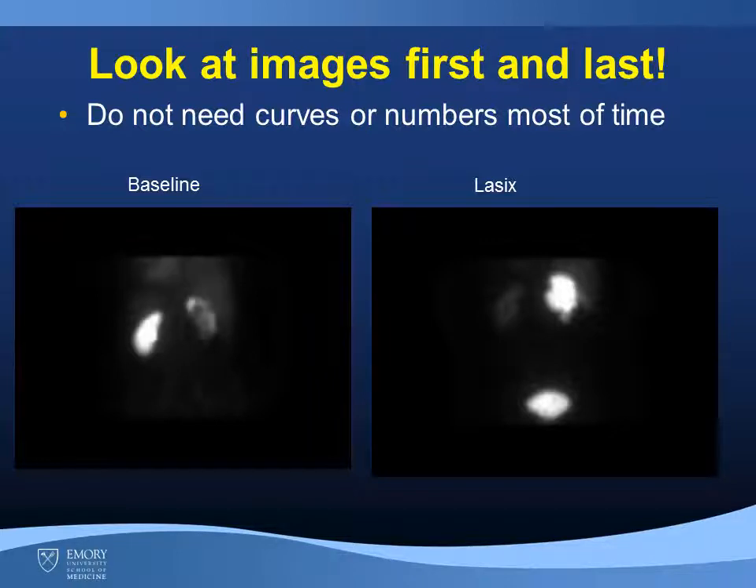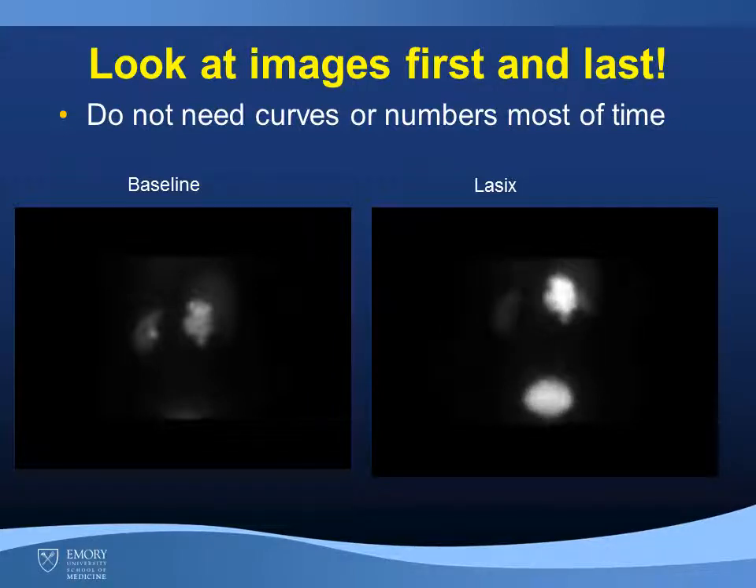So let's look at this patient in baseline. And we could see there is retained radiotracer proximally on the right, while there is washout on the left. Then, we give Lasix, and there is still retained radiotracer in the right proximal collecting system. Therefore, this is obstruction at the UPJ.